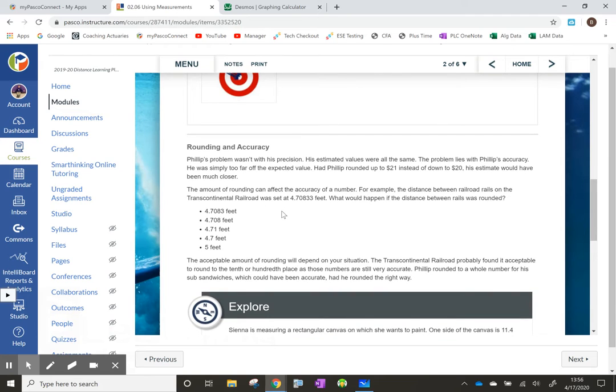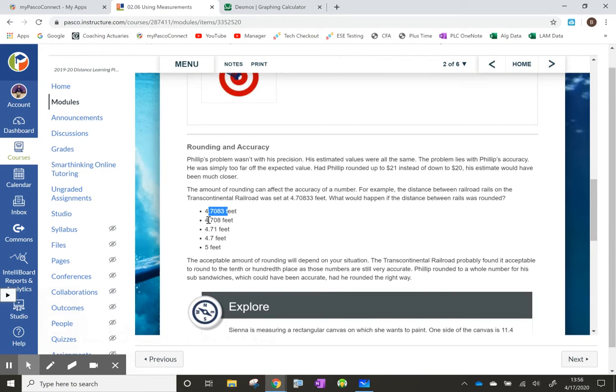All right, so rounding, of course, can be applied many different ways. We already talked about Philip, but let's talk about the railroad for a second. The amount of rounding can affect your accuracy. For example, the distance between rails on the Transcontinental Railroad was set to 4.70833 feet. What would happen if the distance between rails was rounded? That's 5 decimal places as currently written. If we rounded to 4 decimal places, it'd be 4.7083.